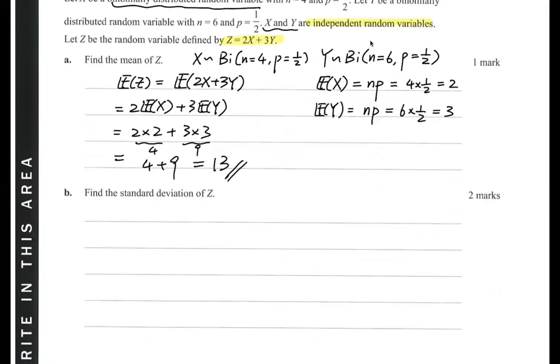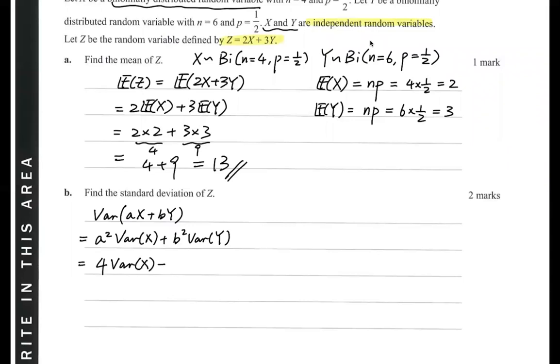Then we need to find the standard deviation of Z. So recall that the variance of aX plus bY is a squared variance of X plus b squared variance of Y. My a value here is 2, so a squared is 4. 4 lots of variance X plus 9 lots of variance Y, because b is 3.